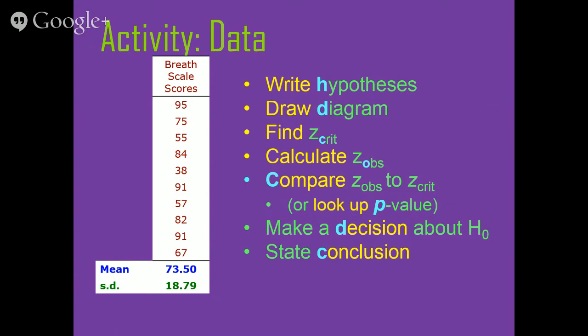First, we'll write out our hypotheses, then we'll draw a diagram, we'll find the critical z-value we need for our observed value to beat, and then we'll calculate our z-observed value. We'll compare our observed z-value to the critical z-value, or you can just look up the p-value, and software just calculates the p-value for you, and you just need to know how to interpret that. And then you make a decision about the null hypothesis, and finally you state your conclusion. So the technical part in the middle, finding the critical value and calculating z-observed, or finding the p-value, that's the meaty business, but the rest of this is just as important.